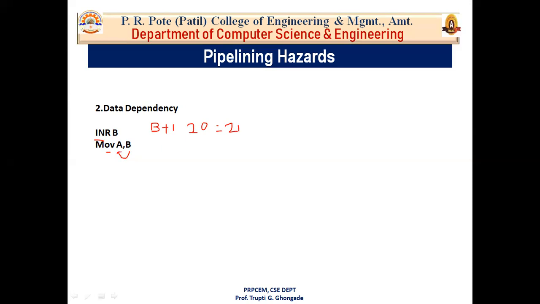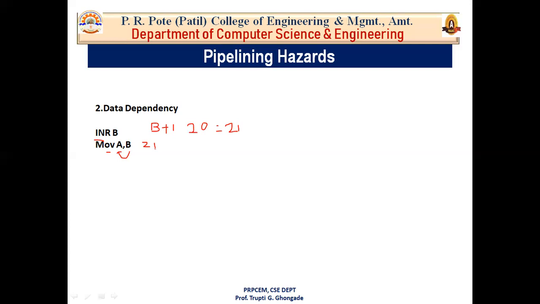So will A get the value 21 or 20? Obviously, A will get the value 21 because in the first instruction we have increment B. That can only happen when move A comma B starts after the increment B instruction is completely over. If the second instruction, move A comma B, starts before incrementing B, this is called data dependency. So what is data dependency? The second instruction depends upon the first instruction. The destination of the first instruction should not be the source of the second instruction.